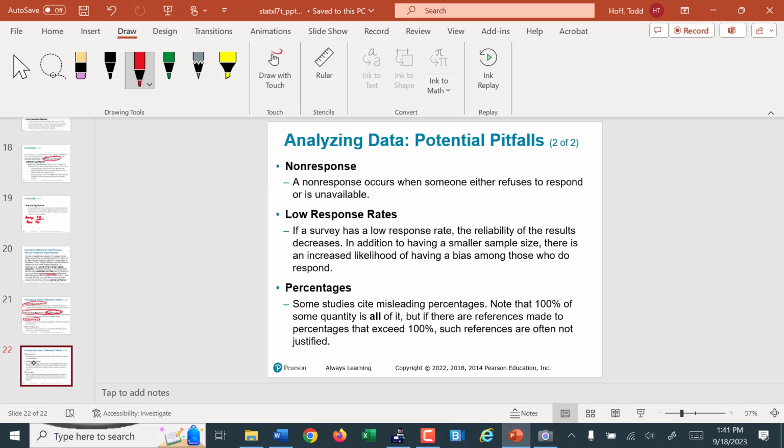So some potential pitfalls, as we saw, non-response. So people that just say, I don't care enough to respond. I'm refusing to respond to the survey, or they're just not available. Low response rates. Again, there's an argument as to what constitutes a low response rate. Statistically, most people would say anything less than 40 or 50% is too low. Chances are if you're getting lower than that, you're only getting people that have strong opinions in a certain direction, so that's going to influence their responses.